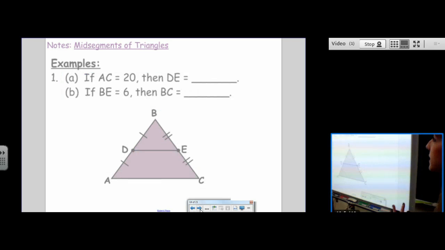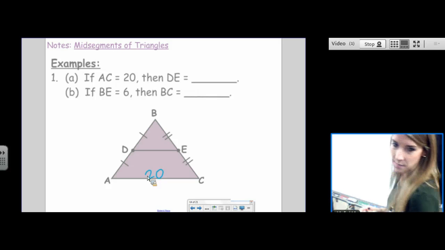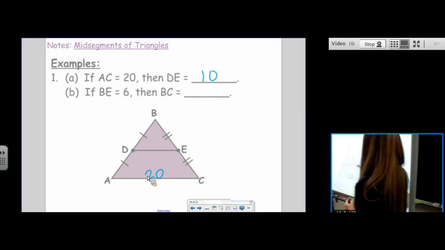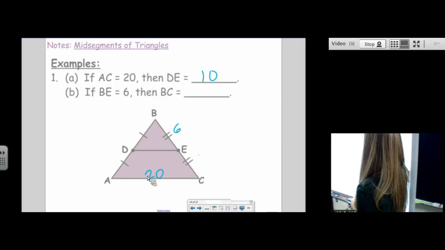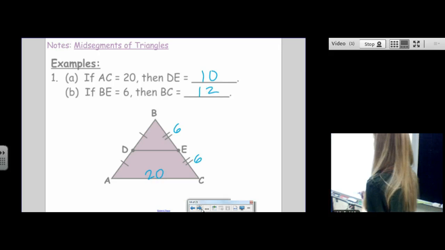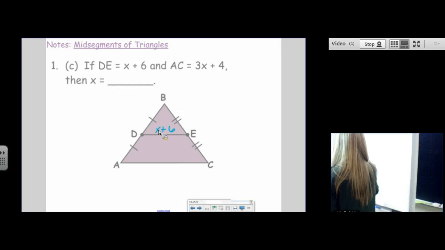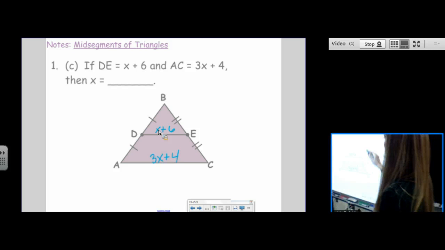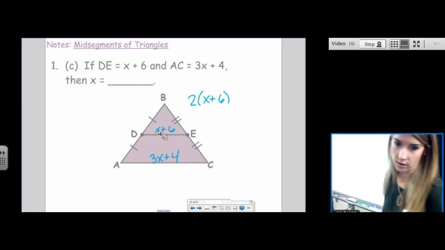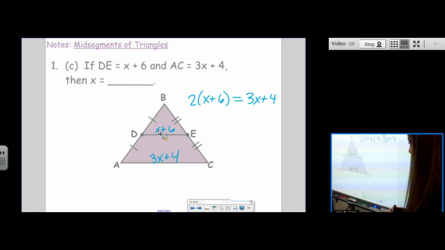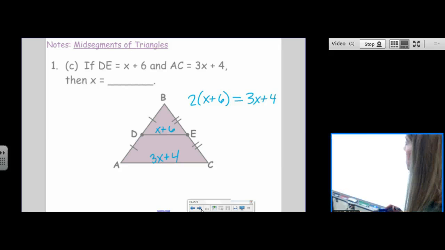All right, we're going to fly through these because y'all need to take your quiz. If AC is 20, then DE is 10 because the midsegment is half the base. If BE is 6, then BC is, well, double tick mark, double tick mark. So BC would be 12. If DE is x plus 6 and AC is 3x plus 4, then what is x? So we know that if we double the midsegment, we get the third side, or the base, depending on what you want to use. I'm going to let y'all solve that, or just solve it on your homework. I'm just showing you how to approach these problems.